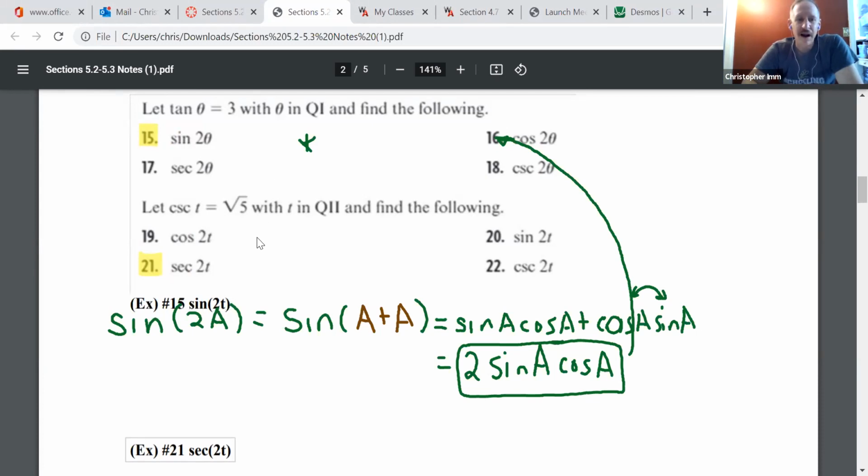And so I want to use this formula. That's why I haven't erased it yet. That gives us a formula for sine of 2 theta. The reason I want to do that is because the information I'm given is in terms of just one theta, but the information I want is in terms of 2 theta. So I have to change that sine of 2 theta into something in terms of just theta.